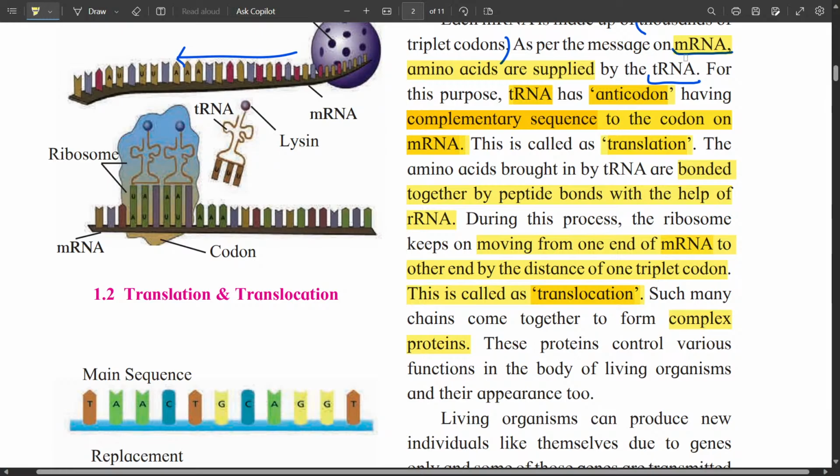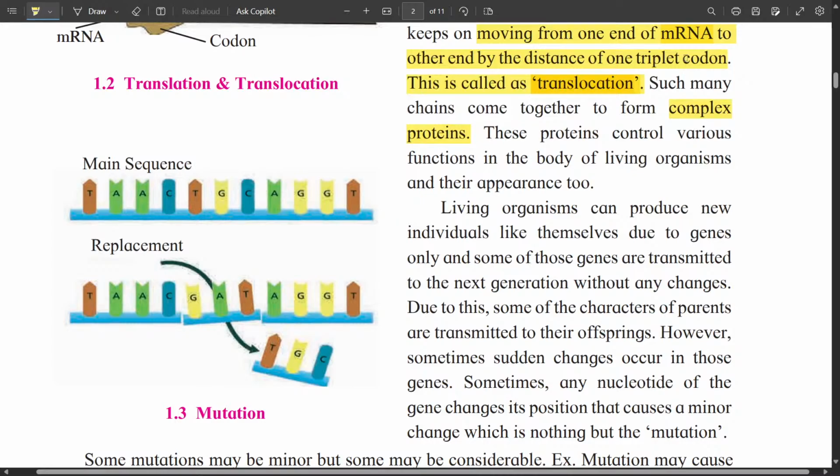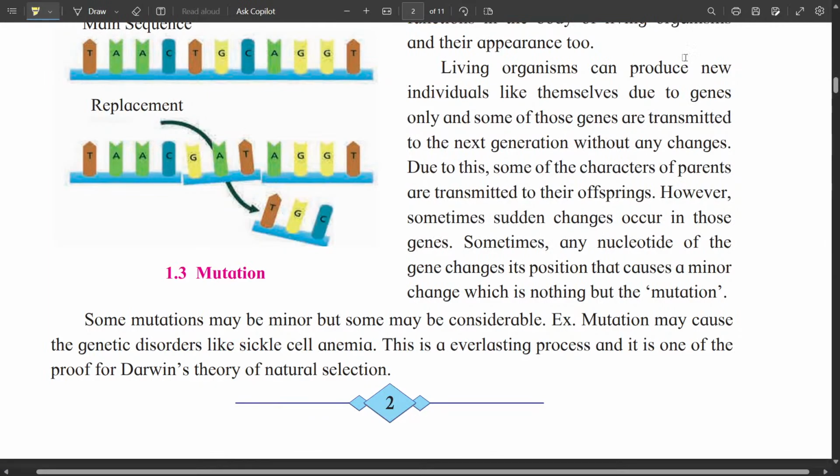This is life, you can say. Life is all about making complex proteins, and these complex proteins are made by the process of the central dogma, which contains three main processes, namely transcription, translation and translocation. So these processes take place in living things, and living things transfer the characters to new individuals like themselves by the transfer of genes, the transfer of chromosomes.